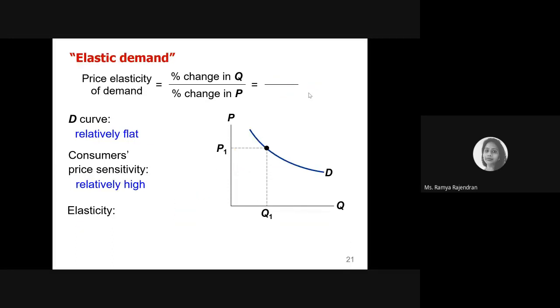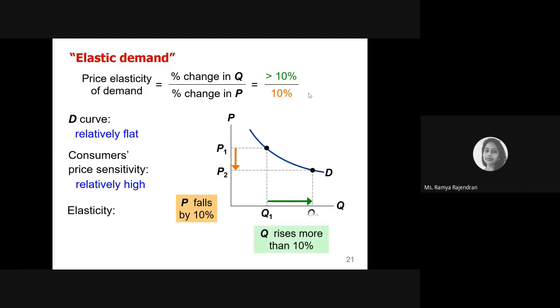Next one is the elastic demand. So here the percentage change in the quantity is greater than 10% when there is a 10% change in the price. In all these cases we have a 10% change in price, but earlier we had a quantity change less than 10%, then equal to 10%, and here it is greater than 10%. So when the price decreases by just 10%, the quantity increases by much more. So we call that the elastic demand. The elasticity is greater than 1.